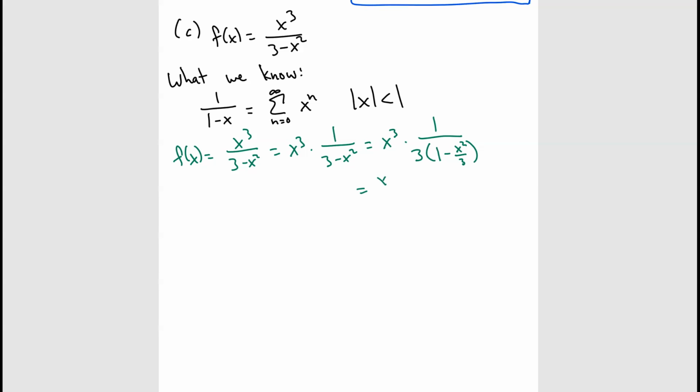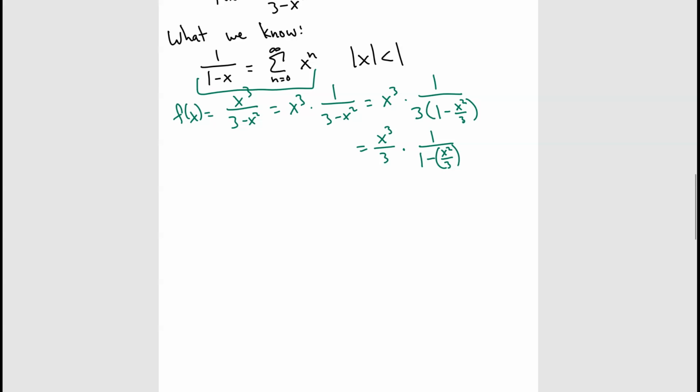So I can then write this as x to the third divided by 3 times 1 over 1 minus x squared over 3. Notice that this can be its own entity. And now this looks just like this, kind of. So I'm going to have this x cubed over 3. Then I'm going to have the summation from n goes from 0 to infinity of the x value, which in this case is going to be whatever's in here, this x squared over 3, to the power of n. Provided that, since there was an x here and I had it there, here I'm going to have this x squared over 3 less than 1.